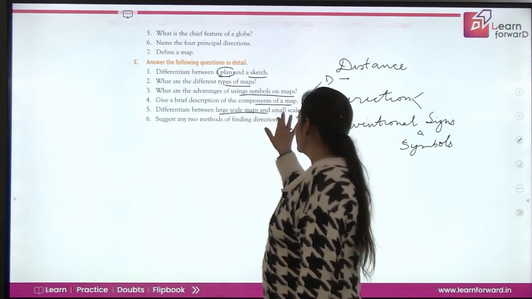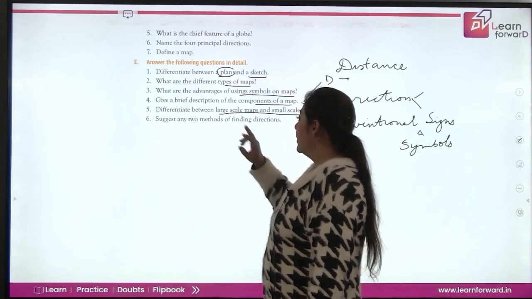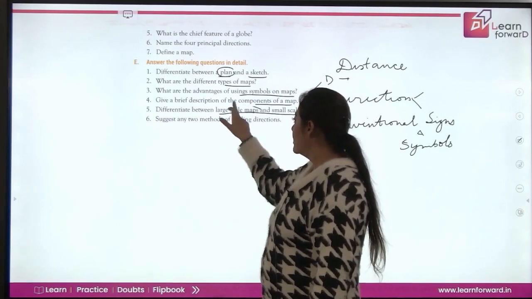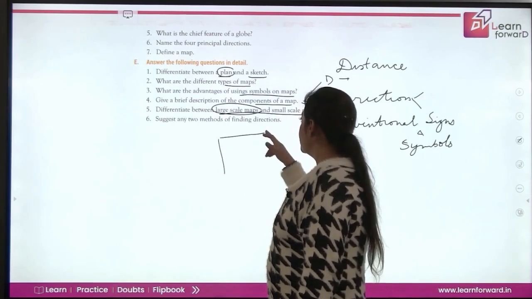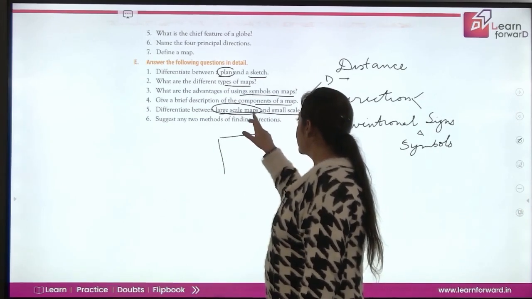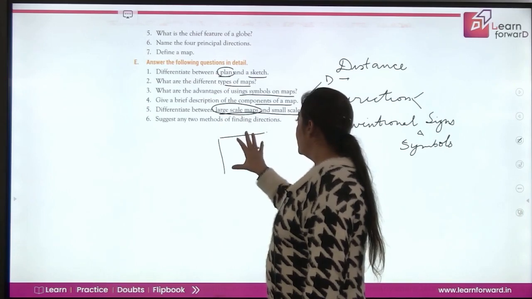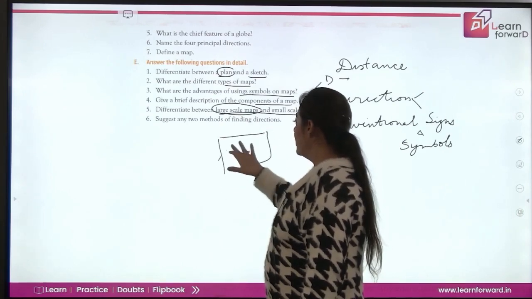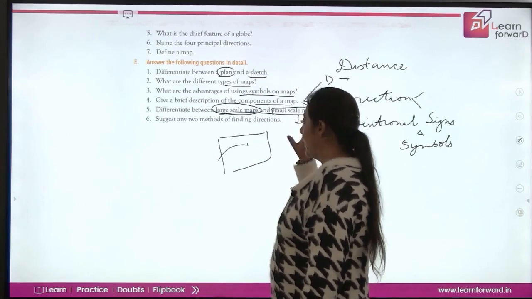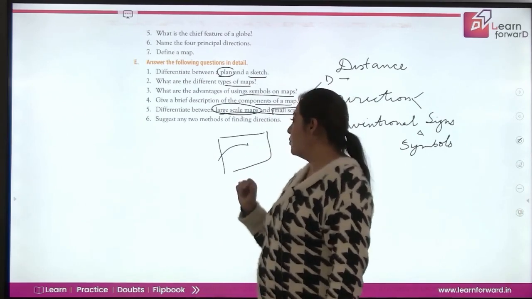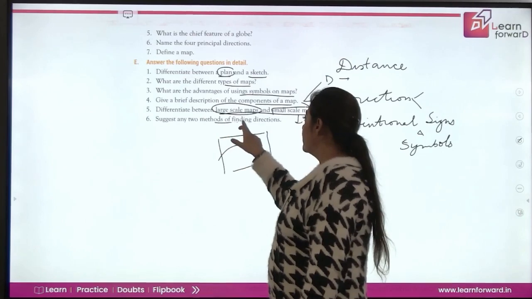What is the difference between a large scale map and a small scale map? मैंने आपको दिखाया था, in case we are talking of a large scale map, we are representing an area which is small on a large scale, right? But if you talk of a small scale map, it covers an area which is large, where minute details are not considered. Suggest any two methods of finding direction.